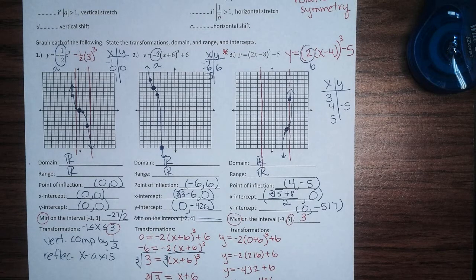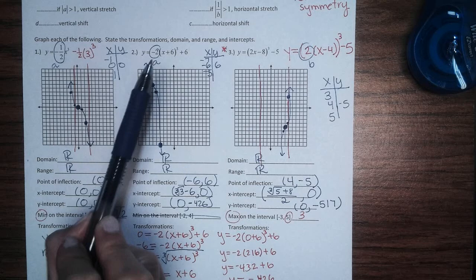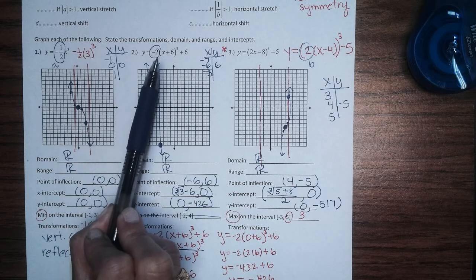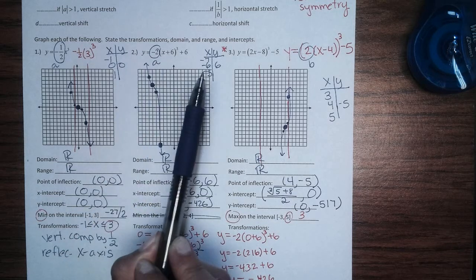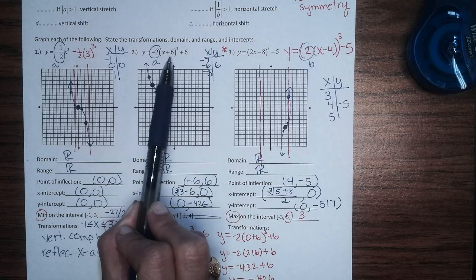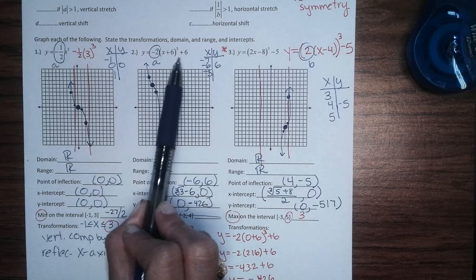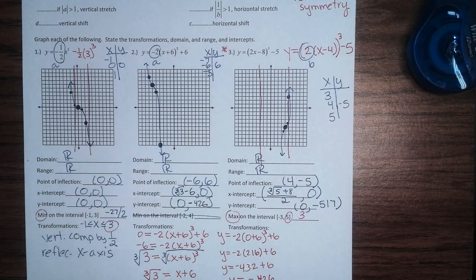Okay, number 2, I don't have room to write it, but if you do write it, it should just be reflection over the x-axis again. This time vertical stretch by 2. There's also a horizontal shift to the left 6, so -6, and a shift up 6 because of this one, +6. So again, multiple choice, you would have to do it.